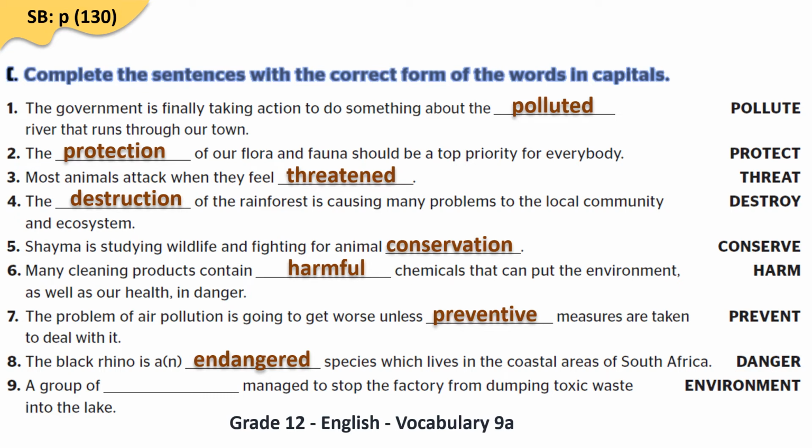In the last sentence, we would say that a group of space managed to stop the factory from dumping toxic waste into the lake. Here we have the noun environment. Yes, that's true, but we're not going to use this noun because we need the noun which describes the people who are supporting the environment, which is called environmentalists. So we would say a group of environmentalists managed to stop the factory from dumping toxic waste into the lake.